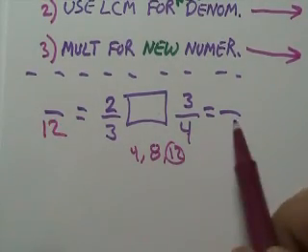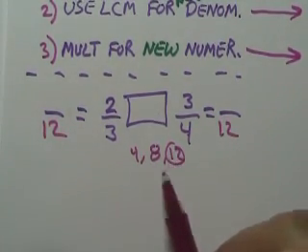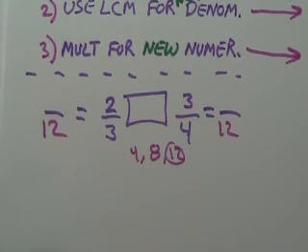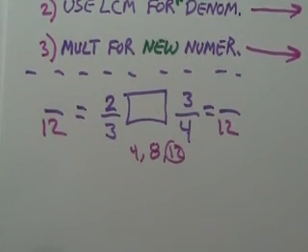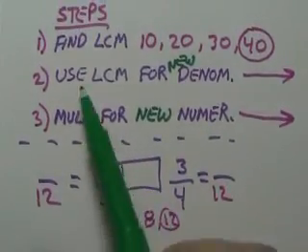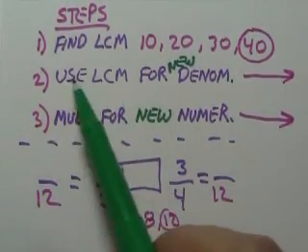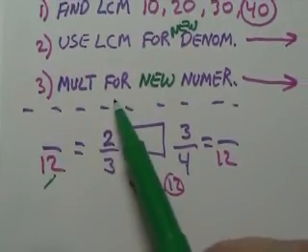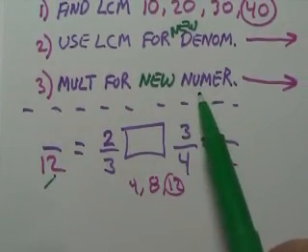So I'll put that right down here. Again, you don't have to write them out. You can do it mentally. It's fine. So 12 is our least common multiple. So now I have to find our numerator. So see that? We found our least common multiple. Use that for a new denominator. I just did. Next, I need to multiply for the new numerator.